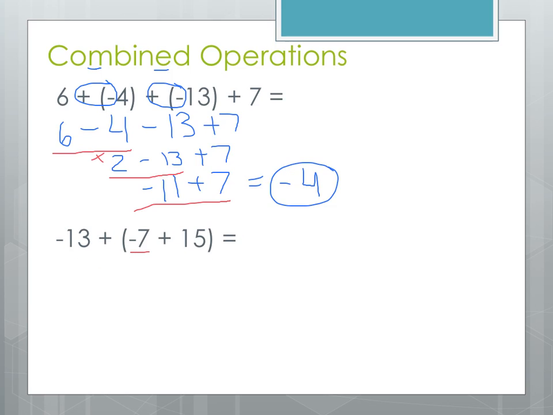So this is what we're going to do first, the negative 7 plus 15. No double signs to get rid of, so we just look at these numbers. They're different, so we're going to subtract. 15 minus 7 is 8, and it's going to be a positive 8.